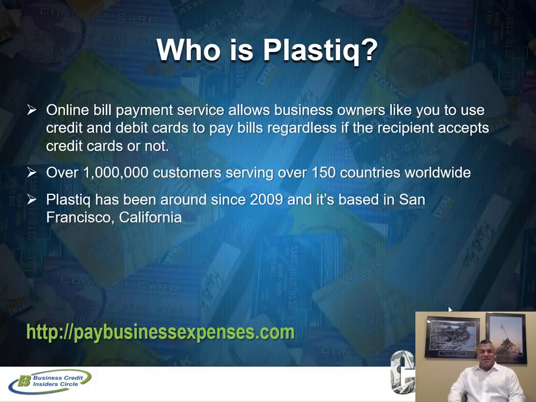Again, paybusinessexpenses.com. The company is called Plastique. It's an online bill payment service that allows you as a business owner to use your business credit cards or even debit cards or personal cards to pay. What happens is they charge your card and then they pay your recipient who you want to receive the cash. They have over 1 million customers in over 150 countries. They've been around for a long time. I don't know if you heard about them, but it's a great way to get cash for payments. Paybusinessexpenses.com if you want to sign up with them.